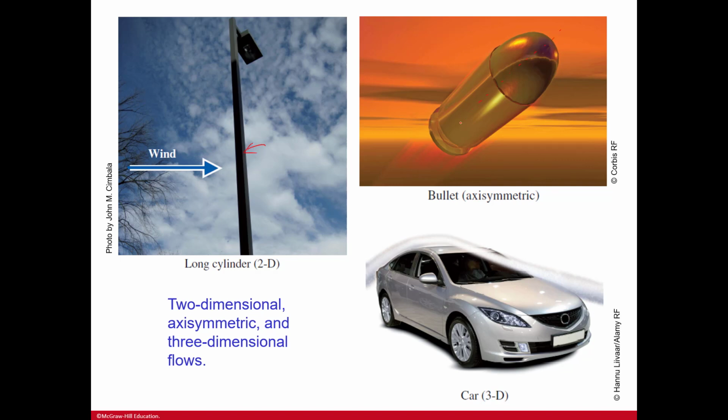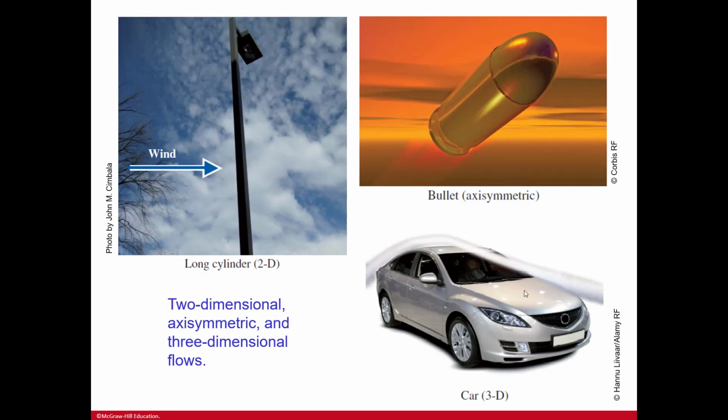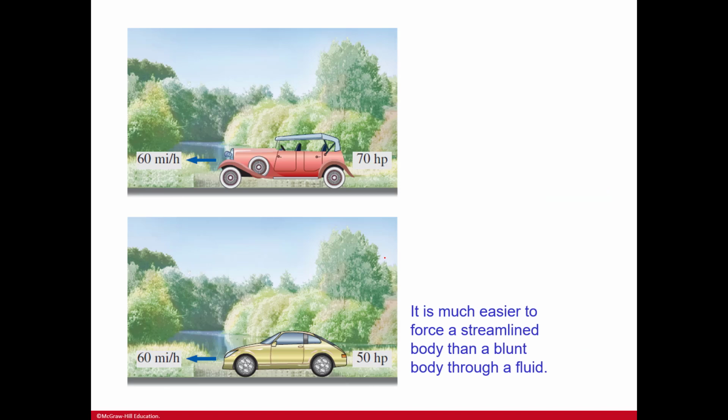Axisymmetric. You can take that as symmetric. And so that would be the streamlined body. And then this car, which is 3D or three-dimensional, we would probably also classify as a streamlined body when compared to a blunt building, right? But maybe this vehicle, in comparison to a race car, is probably less streamlined. But overall, we would take this as a streamlined body as well. So here it's much easier to force a streamlined body than a blunt body through a fluid, of course. So you can see here the difference.